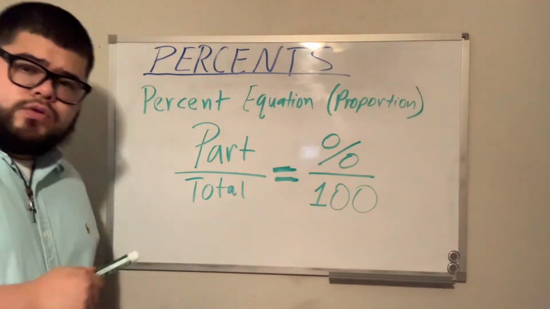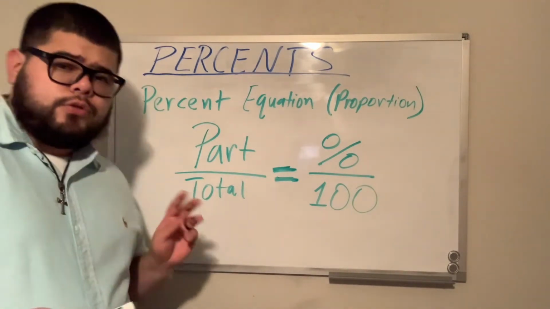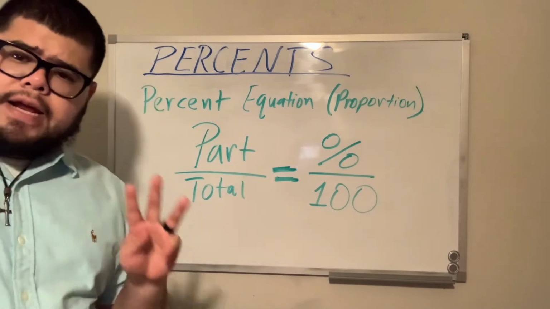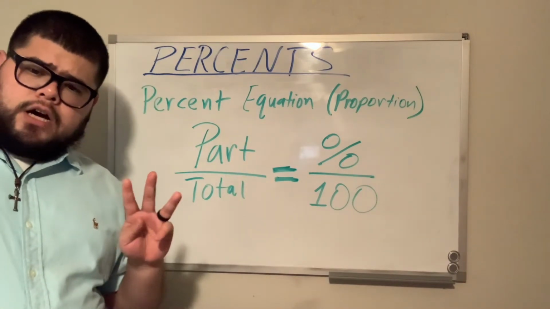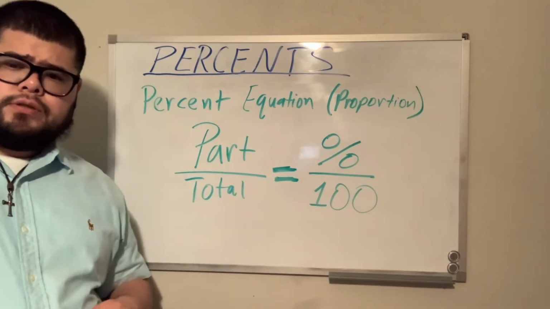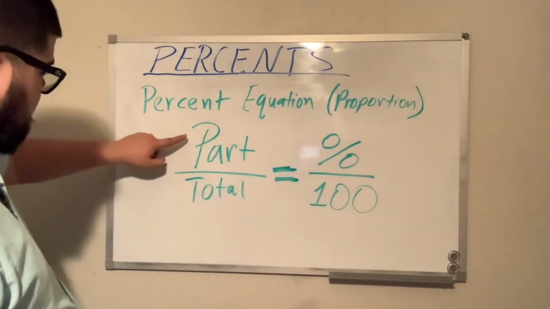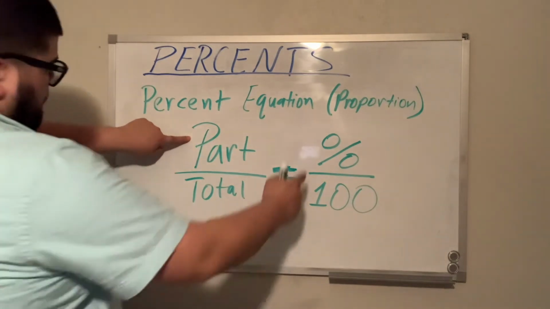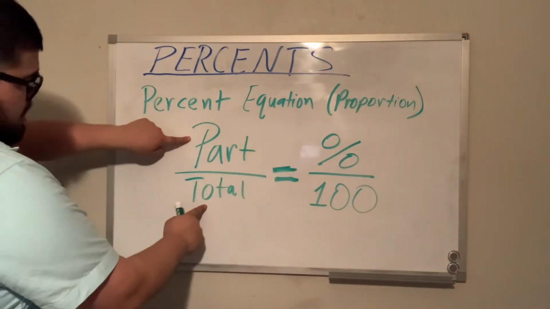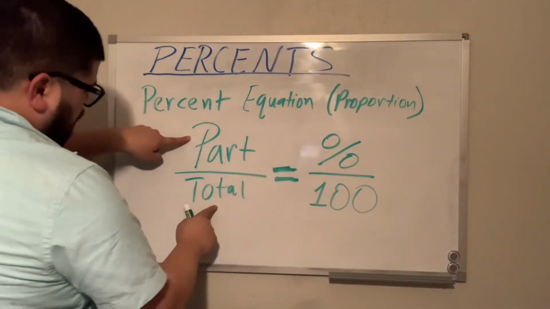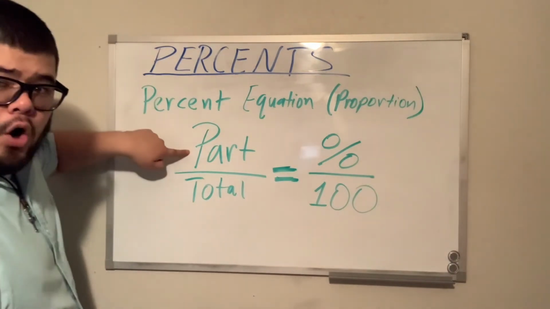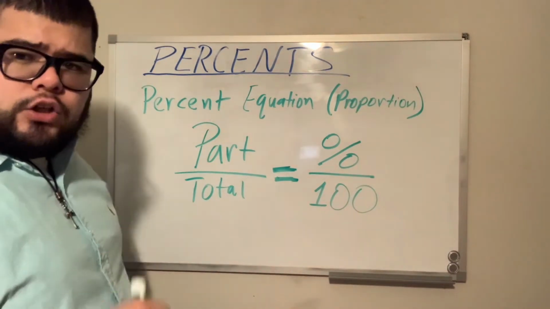We are going to use this to solve 3 different types of problems. There are 3 different types of percent problems, okay? The first one we're going to deal with is finding the part when you know the percent and the total. When you know the percent and the total, you're looking for the part. That's the first one we're going to look at.